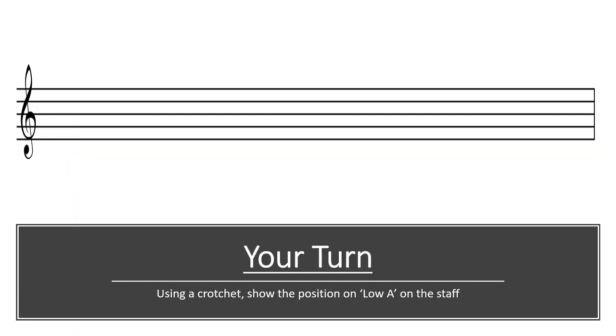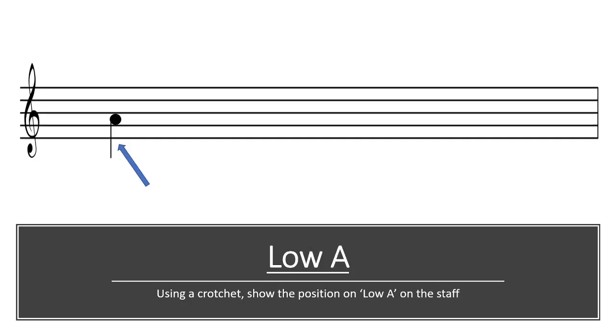Using a crotchet, show the position of low A on the staff. So beside your semibreve, my one's disappeared. I got rid of it because I don't want to confuse you. You're going to draw a crotchet on low A. It should look like this. Boom.